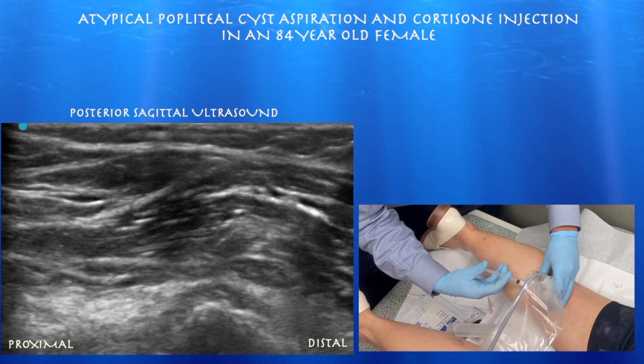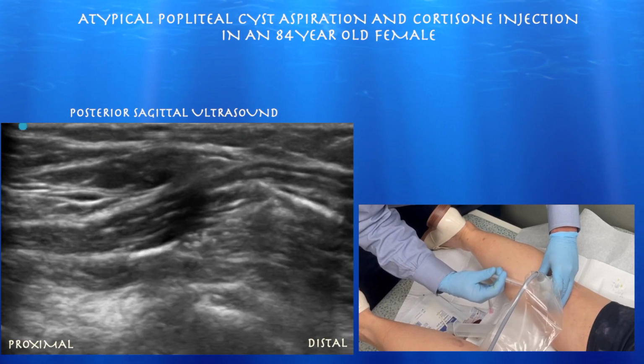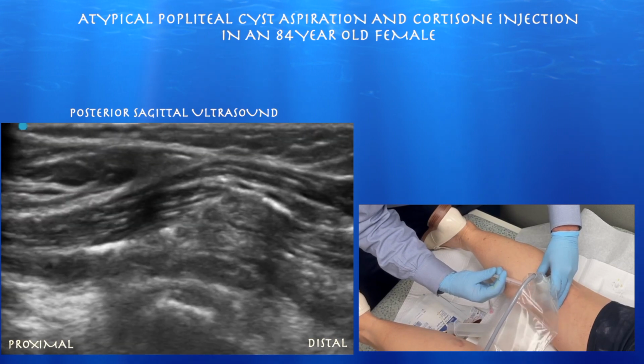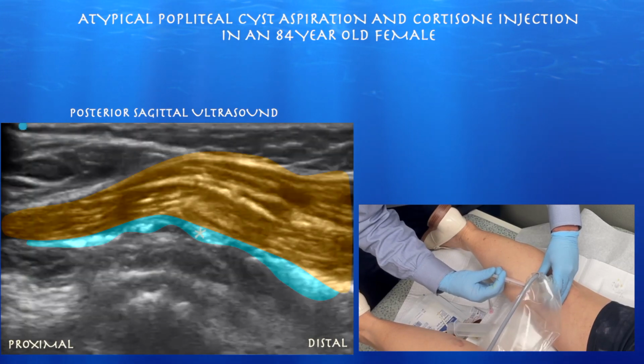And here we're just injecting cortisone where we drained the cyst, and essentially this is underneath the medial gastrocnemius muscle and tendon. Here you can see the outline of the cortisone underneath the medial gastrocnemius muscle.